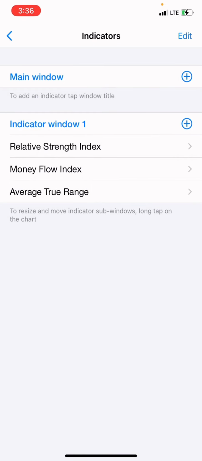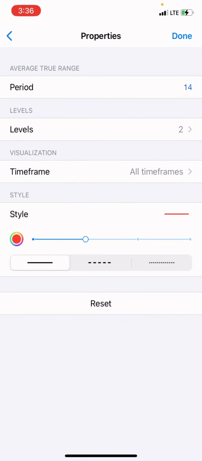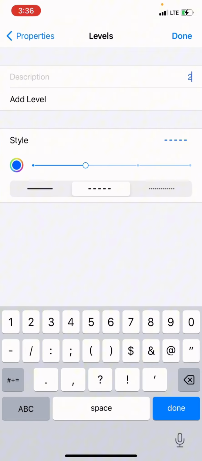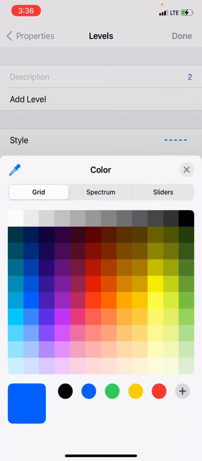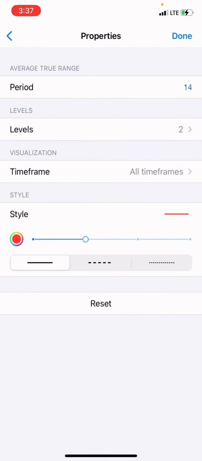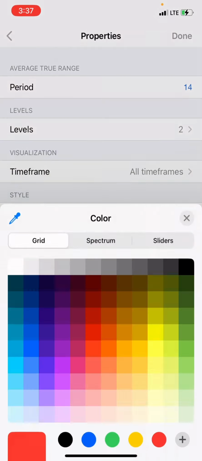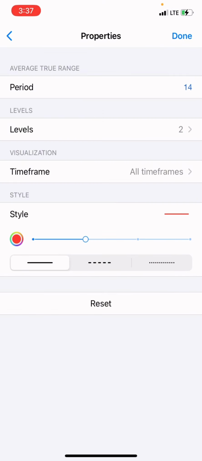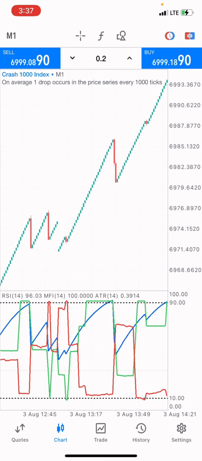Right, then the last indicator, which is the Average True Range, the ATR, you use period 14. The levels, you put 2 levels. Then the style is going to be 2 pixel. The color you're going to put on blue. Then after that you click on done. Then the style right here, you put 2 pixel. The color is going to be red or orange. Then you put a line, the first one, which is the straight one, just as you can see. Then you click on done. All right, now these are the indicators we're going to be using for this strategy.